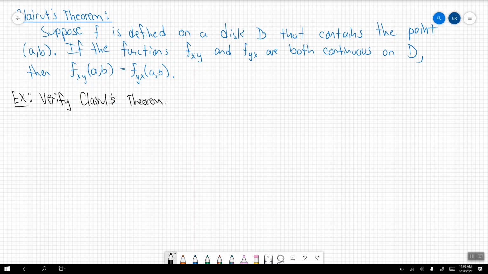So verify Clairaut's theorem for this given function here, which is f of x y equal to x times e to the negative x squared y squared. Right. So let's go through and start identifying what we need. Now for Clairaut's theorem, we need these partial derivatives.